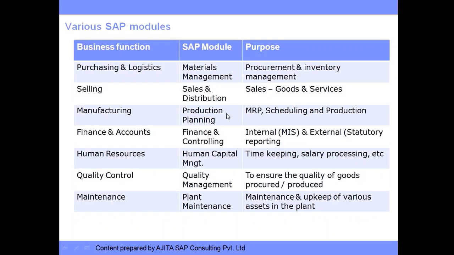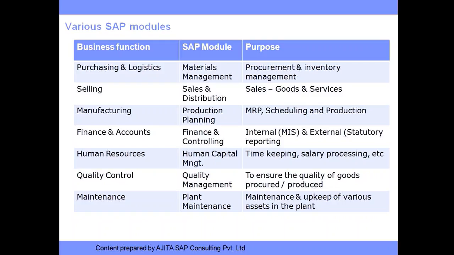Similarly, you have PP module, which is Production and Planning module, and it helps to maintain the business function of manufacturing. So basically, the purpose is to handle the MRP runs, that is Materials Requirement Planning, Scheduling, and Production. So basically, it takes care of the activities on the shop floor. So to see what kind of production is to be done and how the production orders are to be created, settled, etc. So everything is done in the PP module.